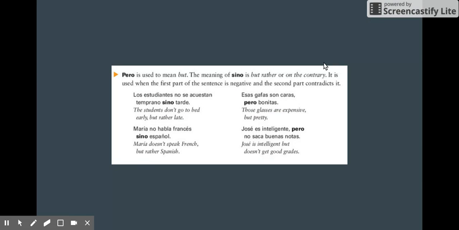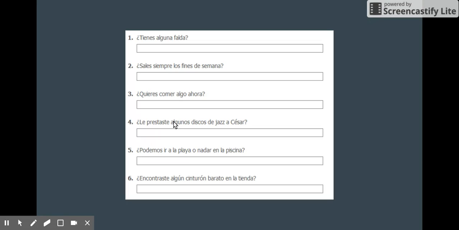Last part here, pero generally means but, and sino is but rather or on the contrary. So as you can see here, some examples. Los estudiantes no se acuestan temprano, sino tarde. So it's more of a but rather or on the contrary, this happens. Whereas pero is just the general use of but, like it is in English. Those glasses are expensive, but pretty. So sino is having something that contradicts it, rather than simply expanding on it.